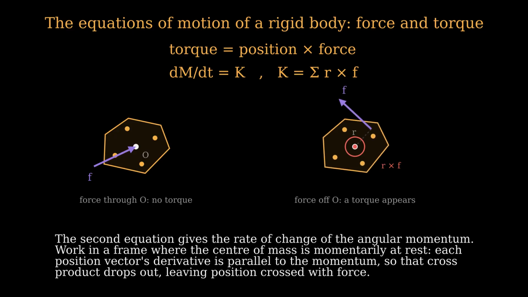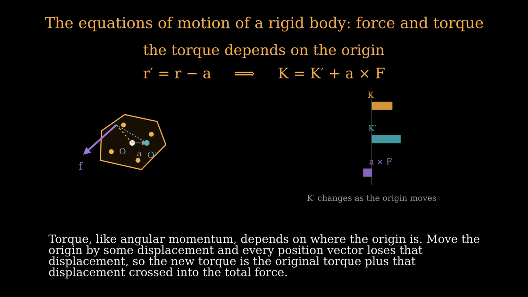The second equation gives the rate of change of the angular momentum. Work in a frame where the center of mass is momentarily at rest. Each position vector's derivative is parallel to the momentum, so that cross product drops out, leaving position crossed with force.